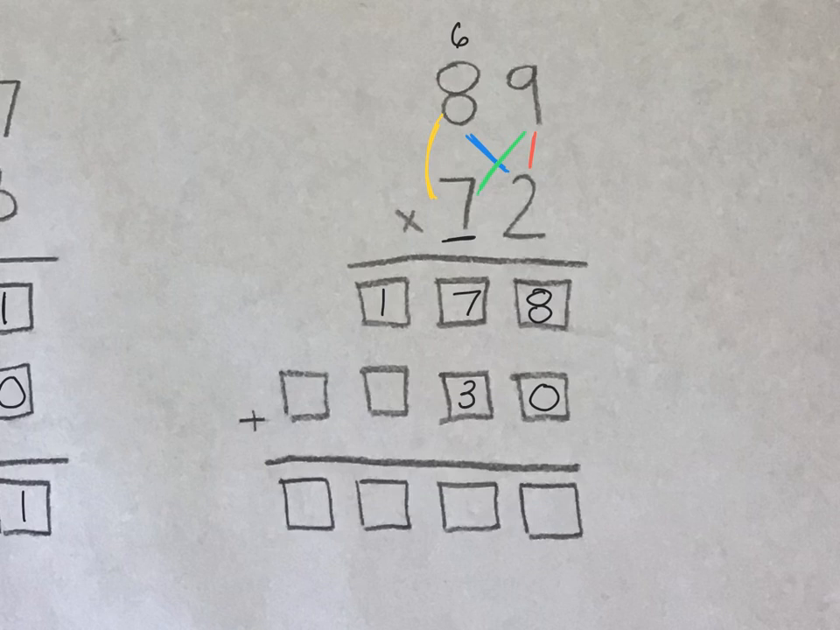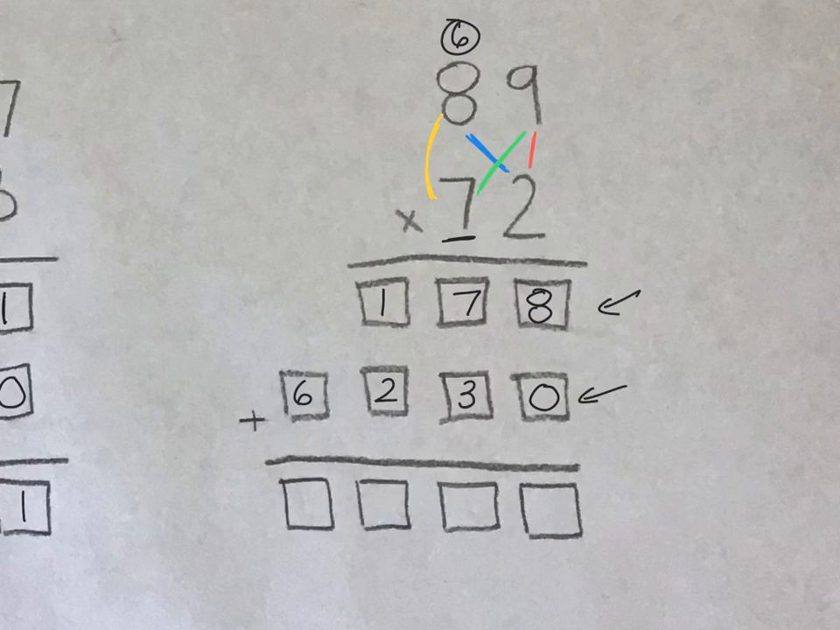Next, I'm moving on to do my 10s times my 10s. 7 times 8 is 56. 56 plus 6 is going to be 62. So I can record that down below. And now I have my two partial products. I just need to add them together.